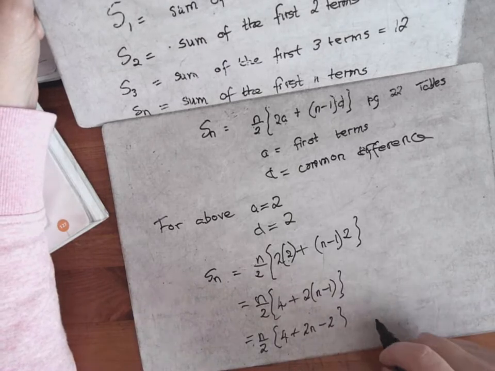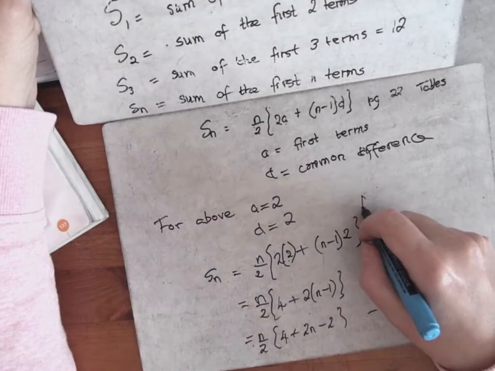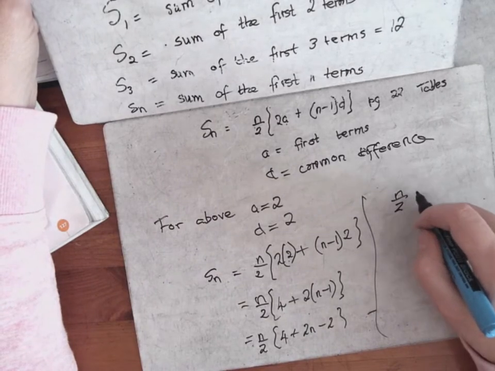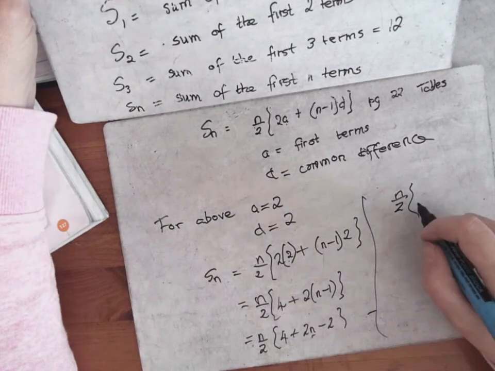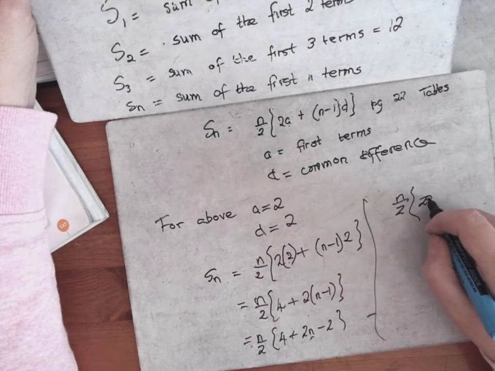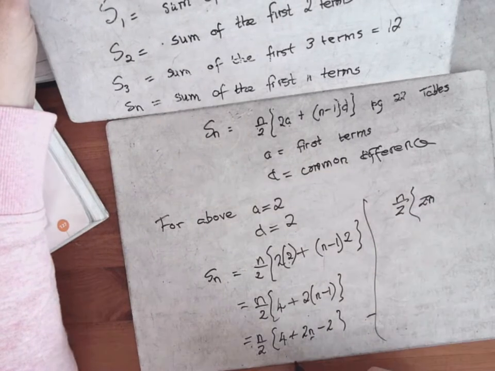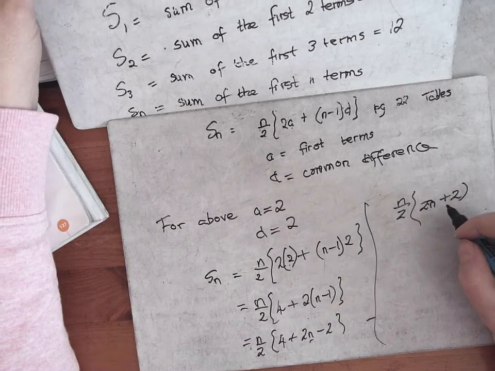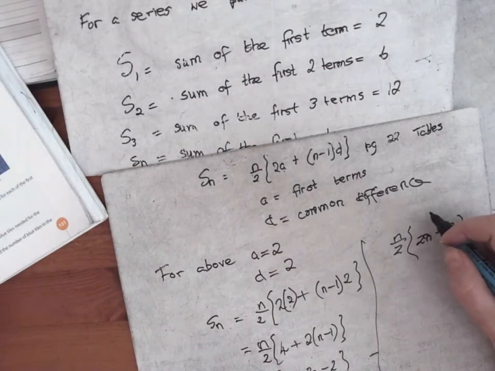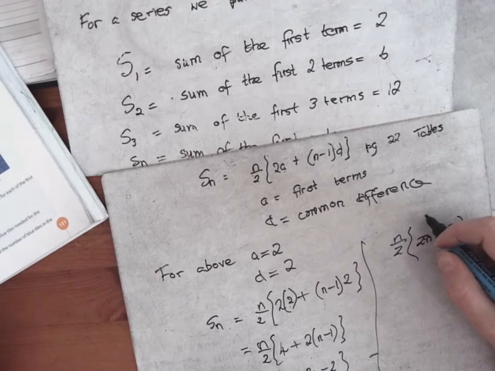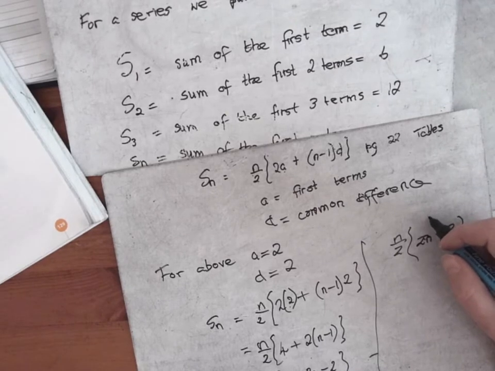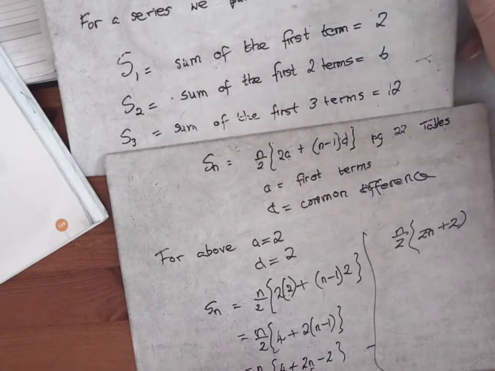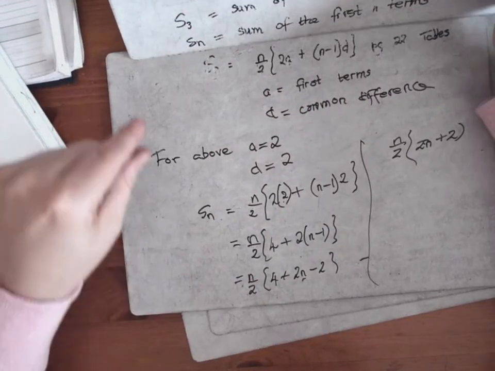And if I just finish it up here, that would be n over 2. Inside my bracket, I have 2n, and 4 take away 2 is plus 2. Do I need to multiply into the bracket? I don't think I do. No, I'll just leave it like that, and that's your answer. I'll do a second one in a minute.